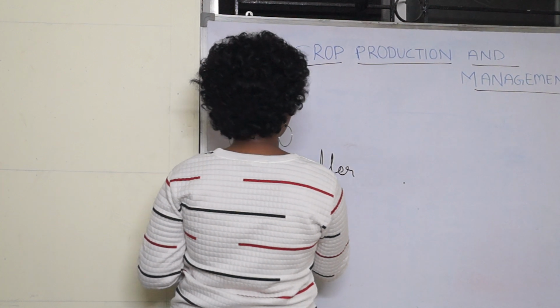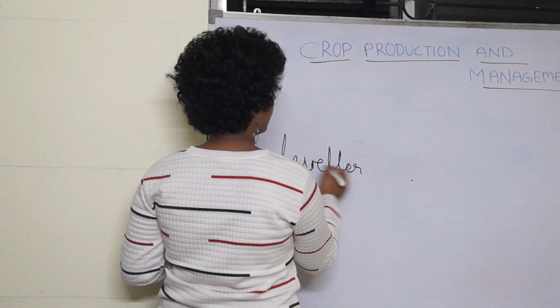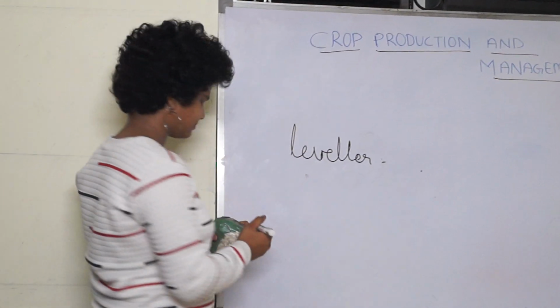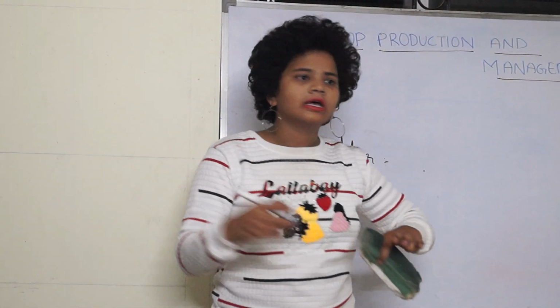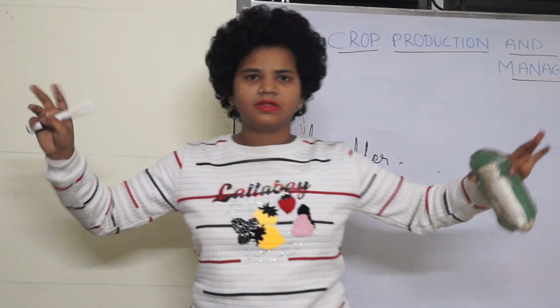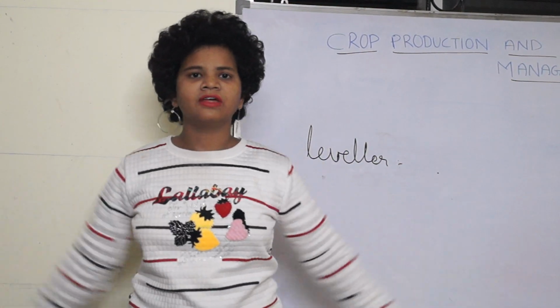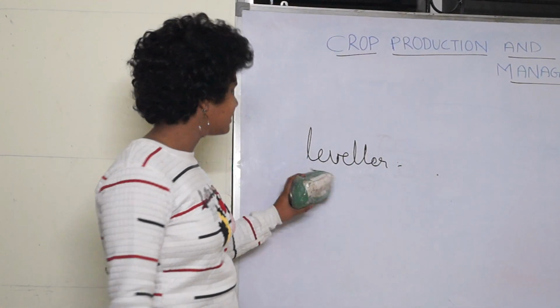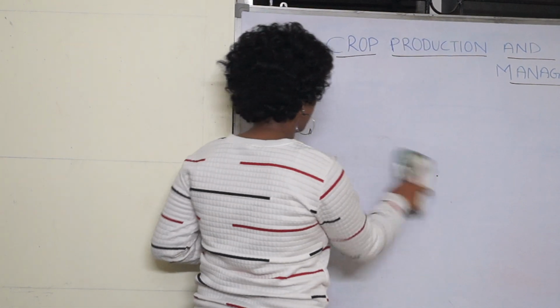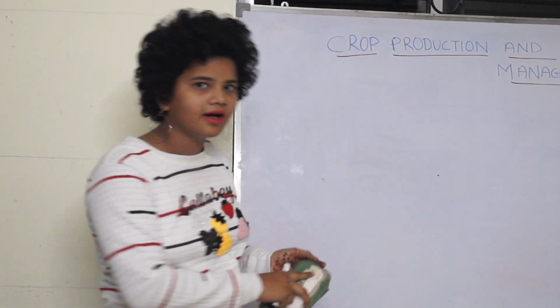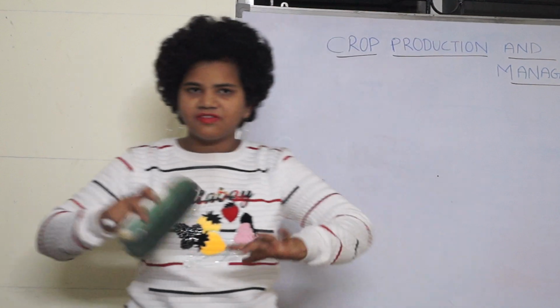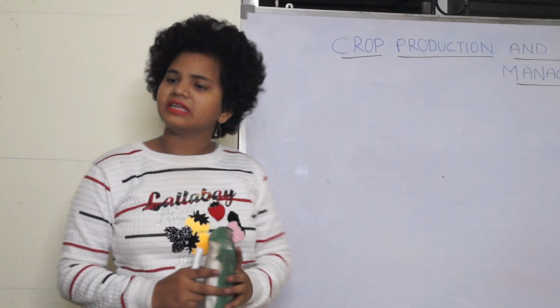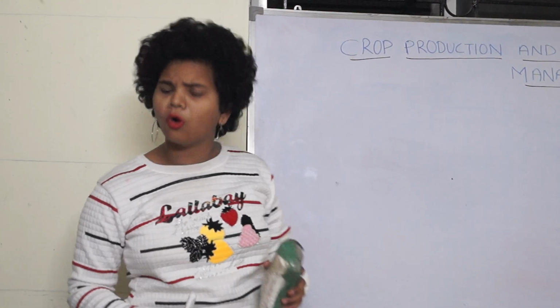Okay, now the leveling is done by a leveler. Leveling means equalizing the soil, the land. So we completed leveling. After plowing, we should level the soil, or else we should level the field. Next one is hoe. What is hoe?